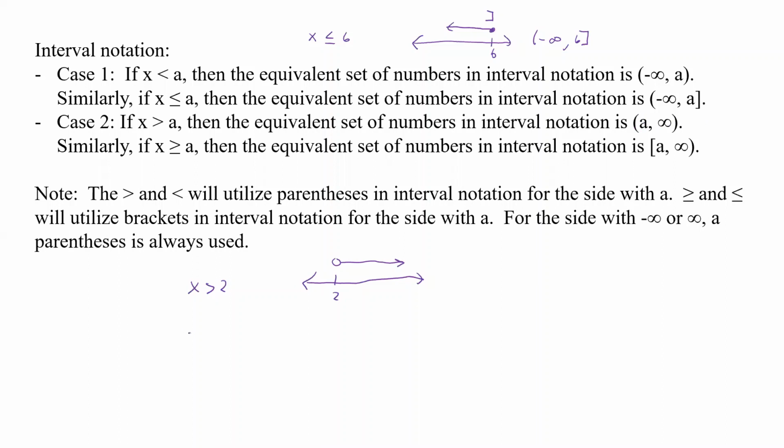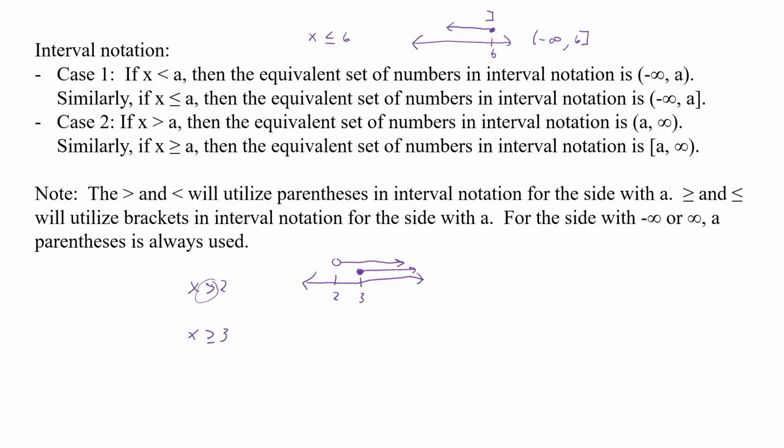Now, if we would have had x is greater than or equal to, say, a 3, well, here we could say that's our 3. And so greater than or equal to is going to give us a closed circle. And so we're going to go from that bracket, then 3 comma positive infinity. All right, so note the greater than and less than will utilize parentheses.